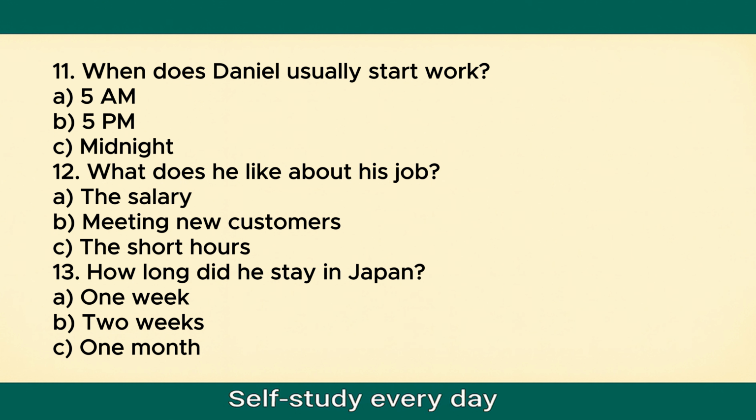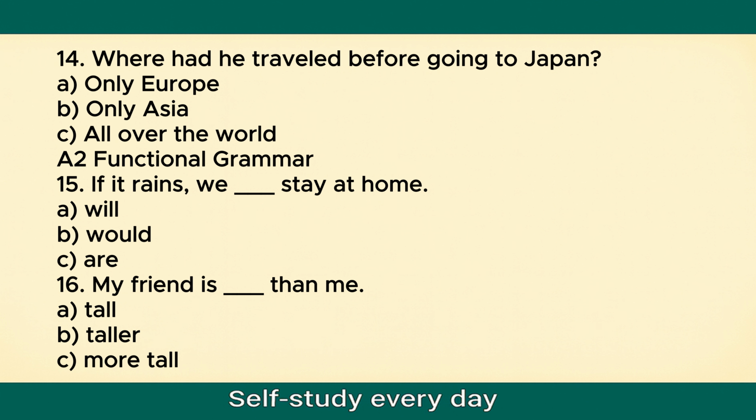How long did he stay in Japan? A. 1 week. B. 2 weeks. C. 1 month. 14. Where had he traveled before going to Japan? A. Only Europe. B. Only Asia. C. All over the world.